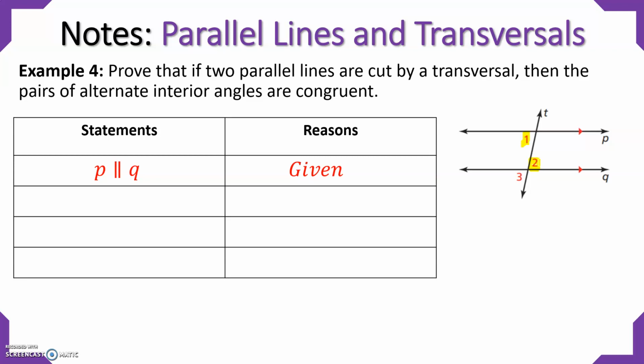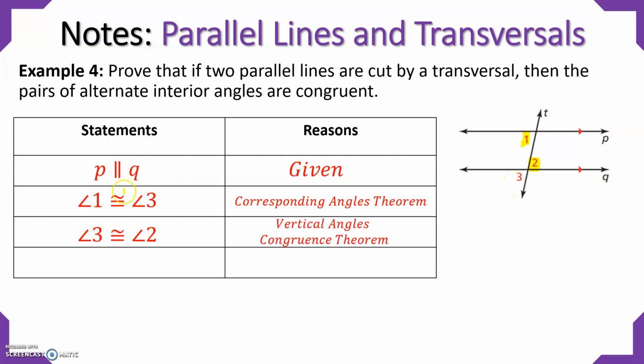Then let's take a look at what we know. We know that angles 1 and 3 are corresponding, and that corresponding angles are congruent by the corresponding angles theorem. We know that angles 3 and 2 are congruent by vertical angle congruence. Now, if 1 is congruent to 3 and 3 is congruent to 2, then we know that these link together and that 1 is congruent to 2 by the transitive property of congruence, and thus alternate interior angles are congruent.